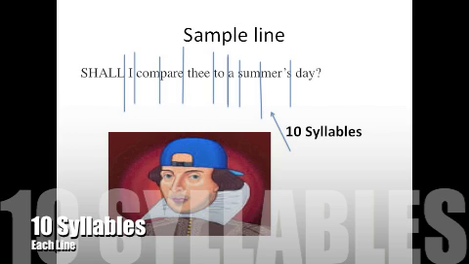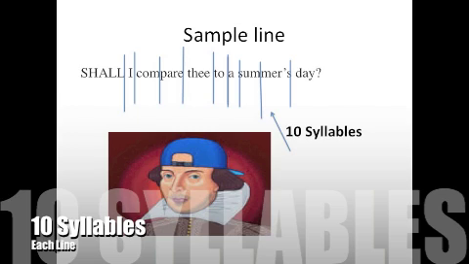Here is another sample line. In fact, this is the first line of our Sonnet 18, which you all have a copy of. Shall I compare thee to a summer's day? Now, at a far glance, you might just assume, oh yeah, shall I compare thee to a summer's day? But I want you to notice that there are 10 syllables in each line of your sonnet.